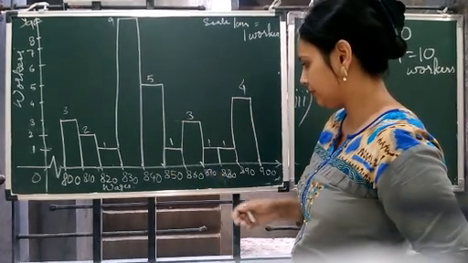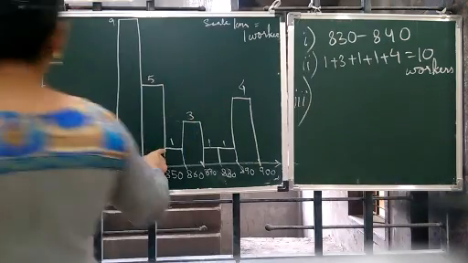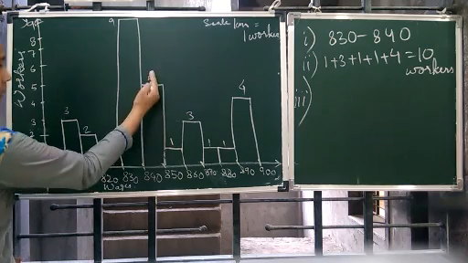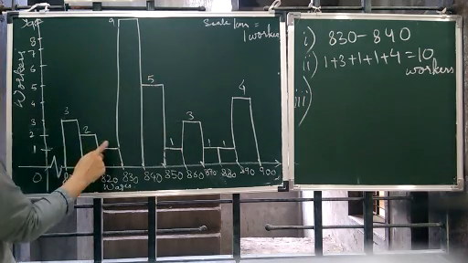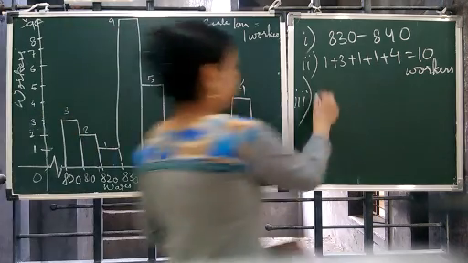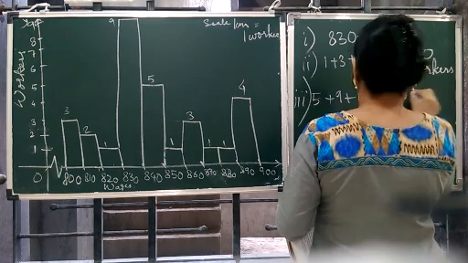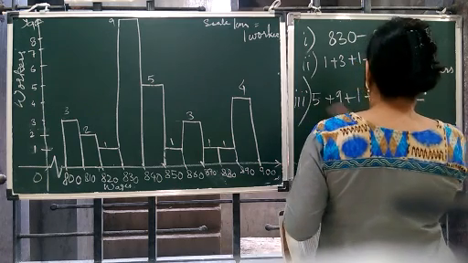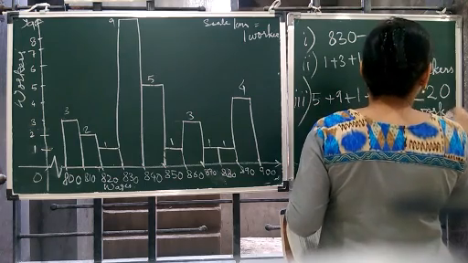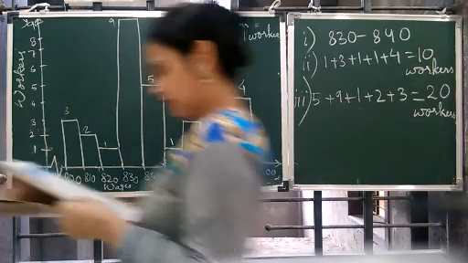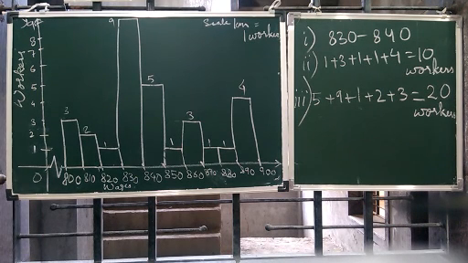And third one, how many workers earn less than 850? Where is 850? This is 850. Now how many workers are earning less than 850? यानी कि इस वाले बार से नीचे. So 5, 9, 1, 2, 3. So 5 plus 9 plus 1 plus 2 plus 3 is 20. It is 20 workers. हो गया. This completes question number 4.